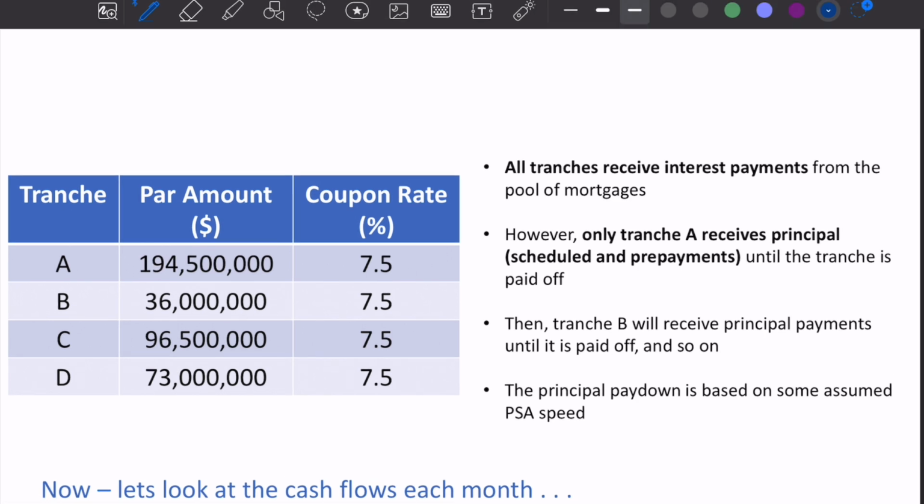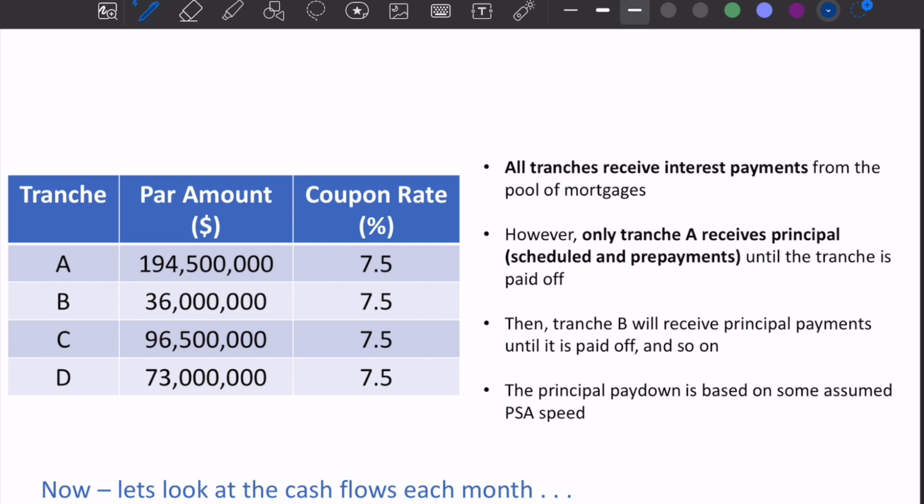Now, a quick summary of how the cash flows are going to work for a CMO. All tranches are going to receive interest payments from the pool of mortgages, right? So let's think about month one and what you've done before, a pass-through security. In month one, tranche A through tranche B are all going to receive their pass-through interest, but only tranche A is going to receive principal.